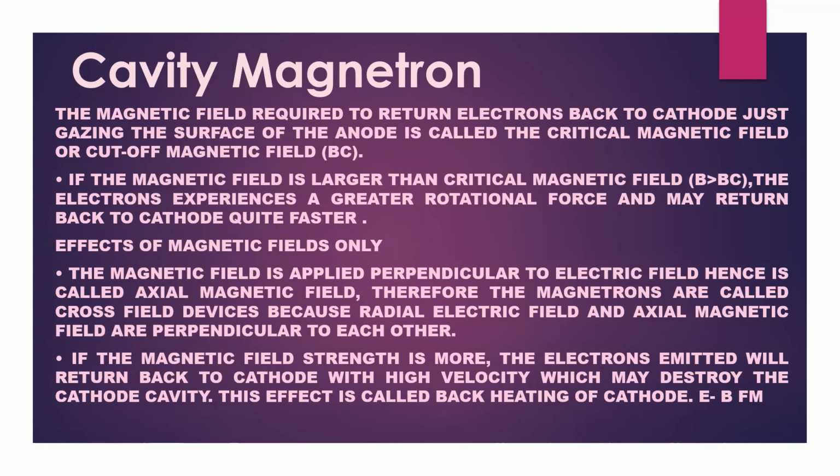Now, the effect of the magnetic field if only magnetic field is applied. The magnetic field is applied perpendicular to the electric field. Hence, it's called axial magnetic field. Therefore, magnetrons are called cross field devices because radial electric field and axial magnetic field are perpendicular to each other. If the magnetic field strength is more, the electrons emitted will return back to cathode with high velocity, which may destroy the cathode. This effect is called back heating of cathode.